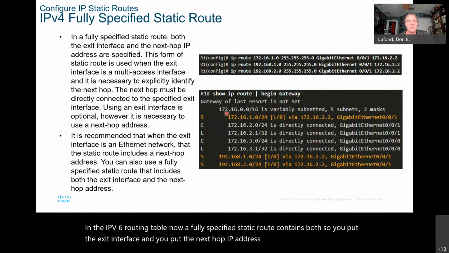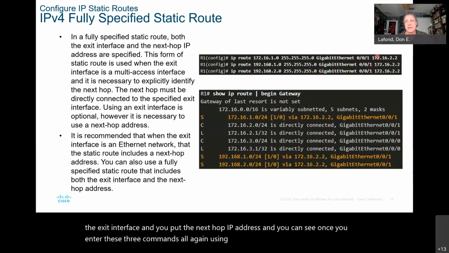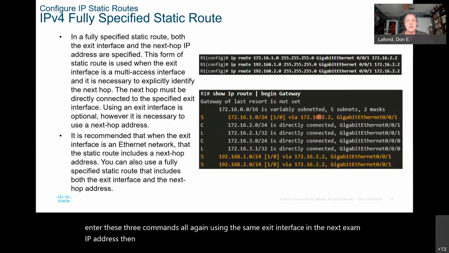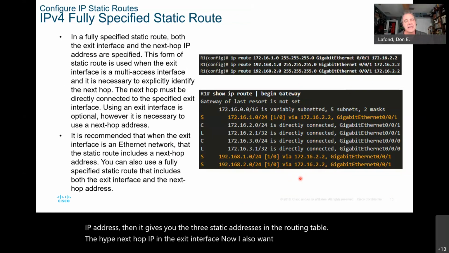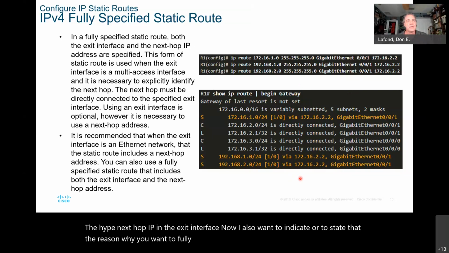You can see once you enter these three commands, all using the same exit interface and the same next-hop IP address, it gives you the three static addresses in the routing table, the next hop IP, and the exit interface. Now, I also want to state that the reason you want a fully specified address is because it cuts down on recursive lookups, and we cover that again here in a couple slides.